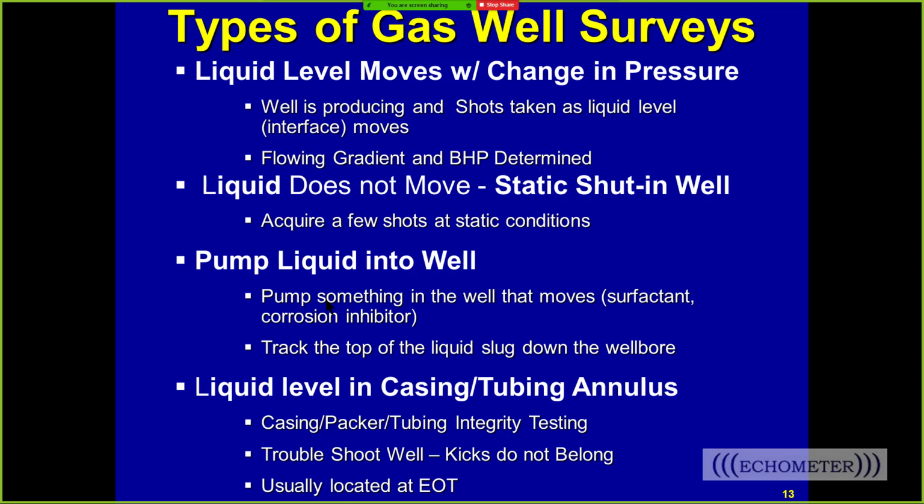So it's really slow how fast surfactant falls down the tubing. We've done several tests on wells like that. And then liquid levels in tubing and casing. And so these different things are just some ideas about how you can shoot these kinds of fluid levels, and we'll talk about them a little bit more.